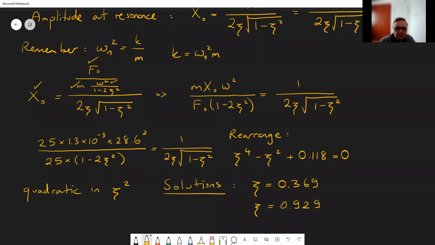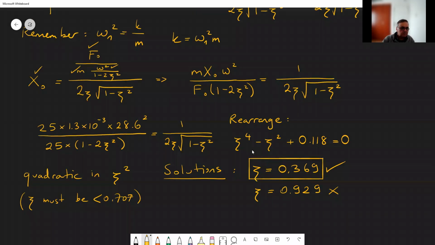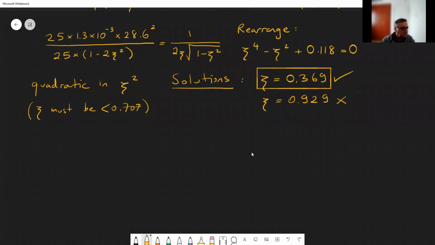These are the possible solutions, but this one is not okay because if zeta is greater than 0.707, otherwise you won't have a peak in the vibrations. So this is the solution. This is the physically feasible solution. Okay. That is for zeta.